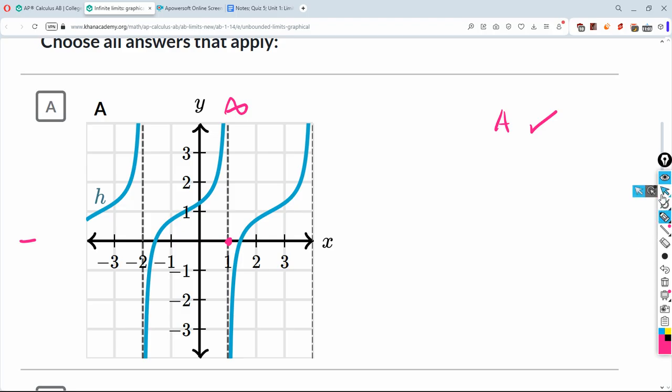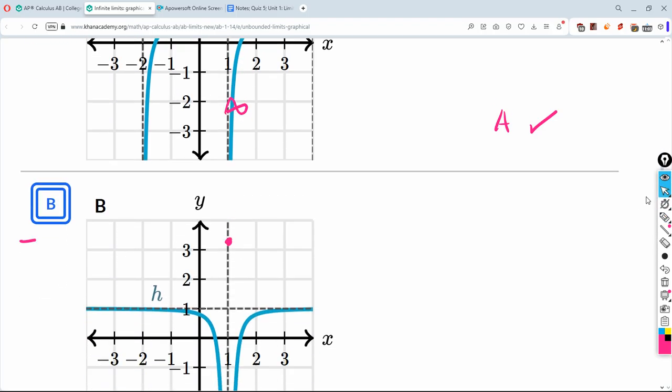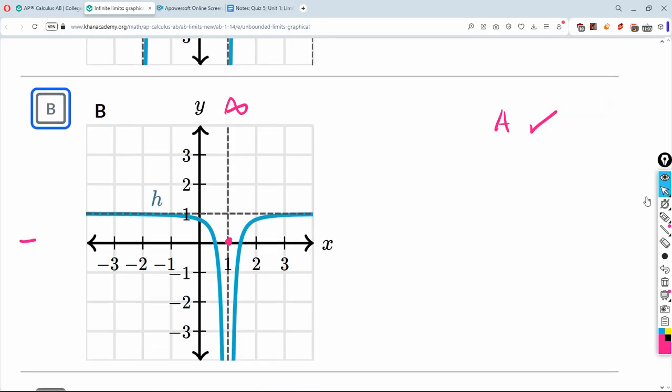All right, and scrolling down. And let's see. Here's x equals 1. We're approaching from the negative side. And if you go toward 1, this goes down toward negative infinity. Okay, so B is no good. We're looking for positive infinity only.